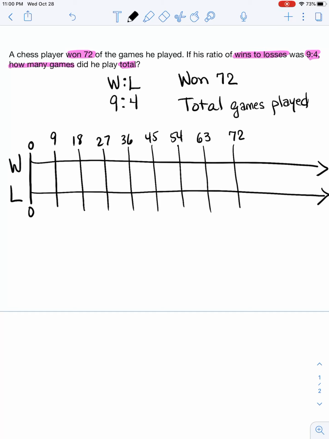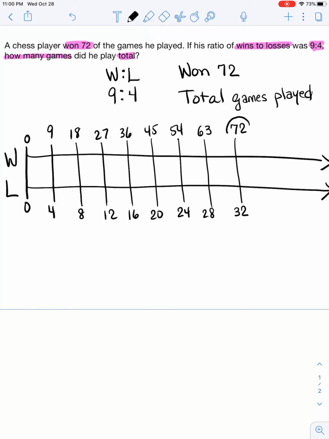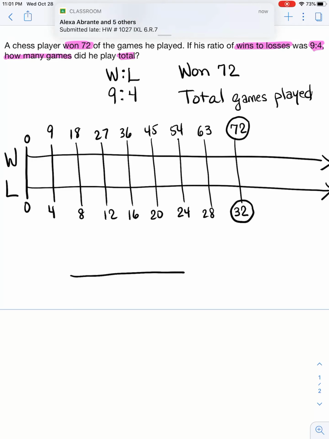And then what am I going to count by on the L, or the loss number line? Well, that part of the ratio is 4, so I'm going to count by 4s. 4, 8, 12, 16, 20, 24, 28, 32. So let's see. Again, circle your 72 because he won 72 games. And what number goes with that? Well, 32, right? And if you think about it multiplicatively, 9 times 8 is 72. That's how many times I'm repeating the pattern. And 4 times 8 is 32. So he lost 32 games.